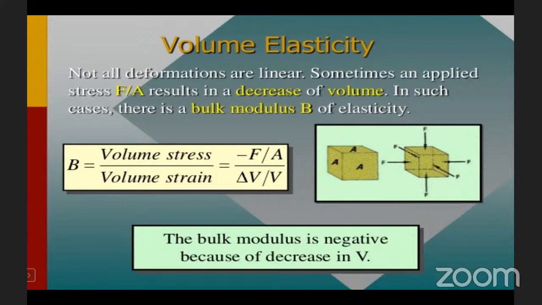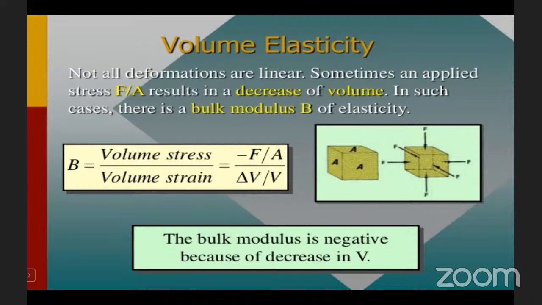See that, the bulk modulus is negative because of the decrease in volume. The bulk modulus is negative. Why? Because of the decrease of volume. When you apply force on the object, the object changes its volume.